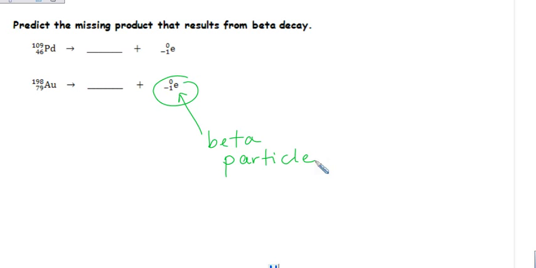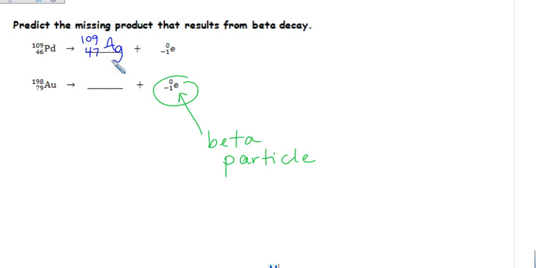So let's see what we got. The mass is going to stay the same. Emitting an electron does not mean I'm changing the mass substantially. So the mass is still 109. However, I'm forming an extra proton. I'm taking a neutron and turning it into a proton. So your atomic number is going to go up by 1. So now I'm at number 47. Then I look at the periodic table to find element 47. 47 is silver. I do the symbol last.